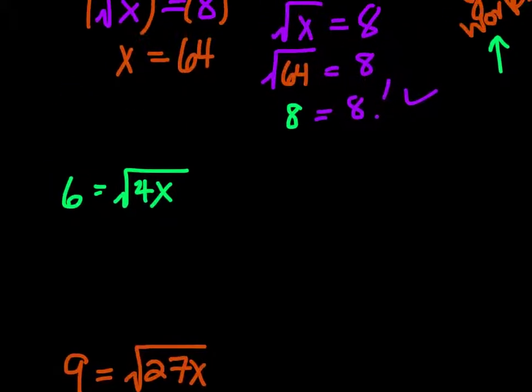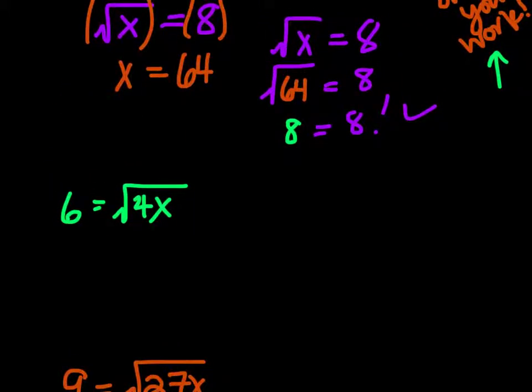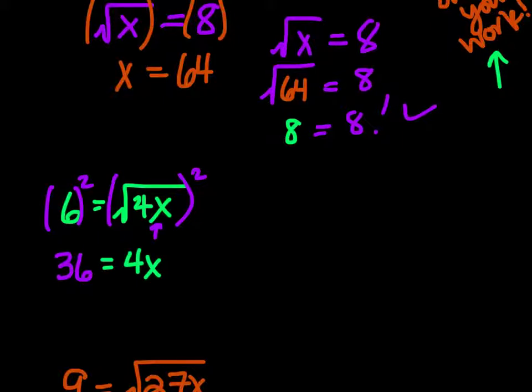So let's try another problem. We have 6 is equal to the square root of 4x. First things first, let's square both sides. The reason we're doing that is we are trying to find what just x is, not the square root of 4x. So if we square 6, we get 36. And if we square the square root of 4x, we just get 4x. We're then going to divide by 4 on both sides. So 36 divided by 4 is equal to 9, and that is equal to x. 9 is equal to x.